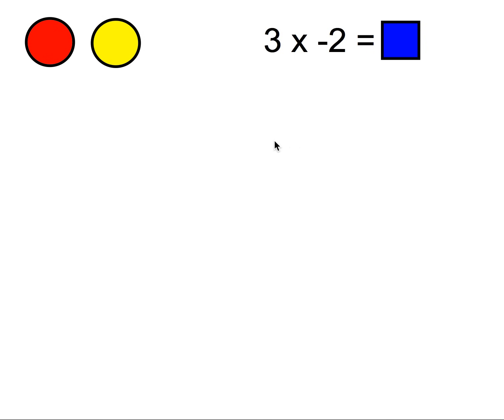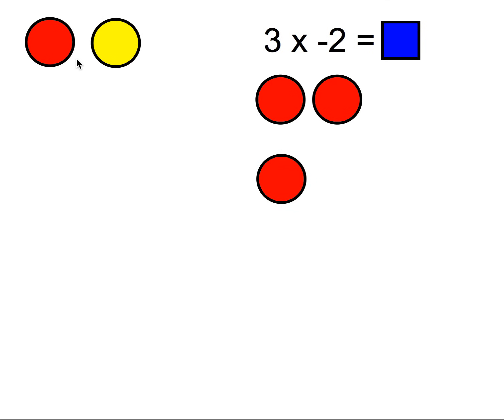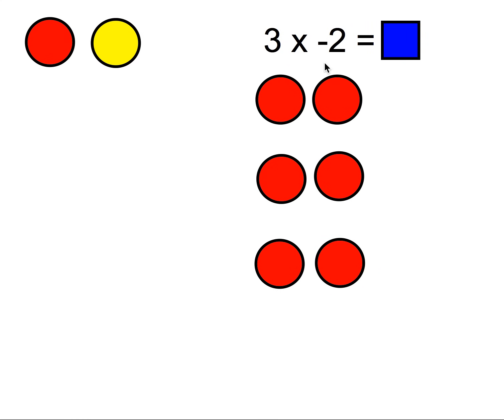3 times negative 2 is saying I want to add 3 groups of negative 2. So let's do that. Here's my first group of negative 2, my second group of negative 2, and my third group of negative 2. That leaves me with 6 red counters, or negative 6. And 3 times negative 2 is negative 6.